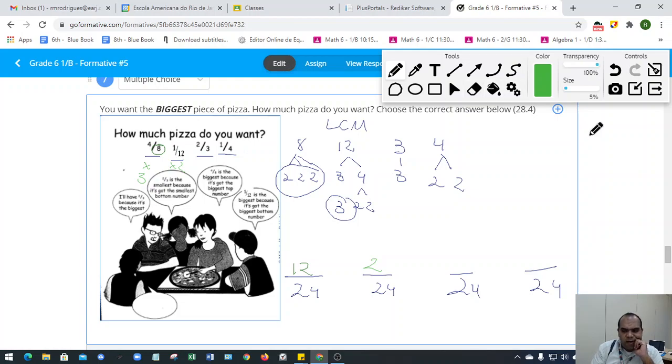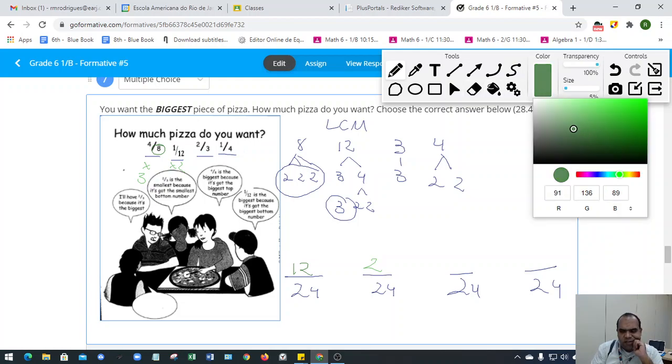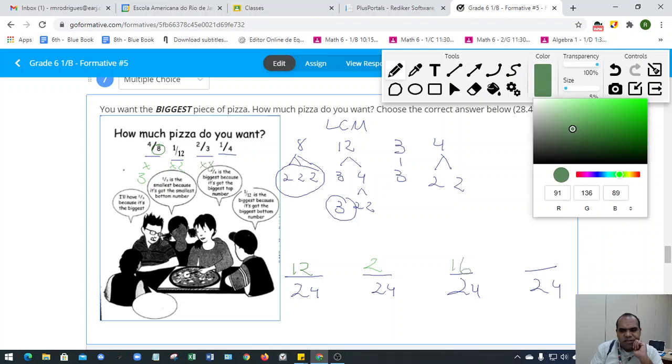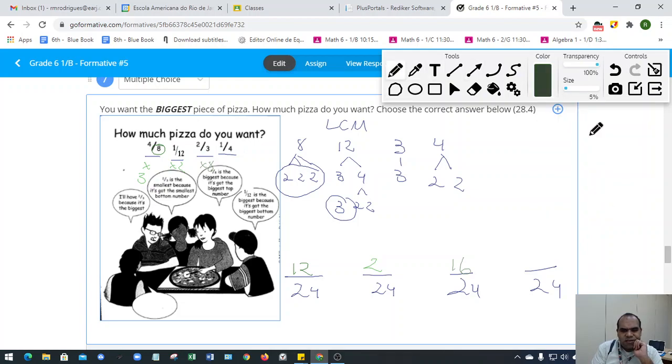Right now, the other one, let me change here. This tone of red, green is okay. How many times does 3 go into 24? It is 8 times. If I go 8 times the denominator, I need 8 times the numerator. 2 times 8 is 16. And the last one, how many times does 4 go into 24? It is 6 times. And if I go 6 times the denominator, I need to go 6 times the numerator. 6 times 1 is 6.